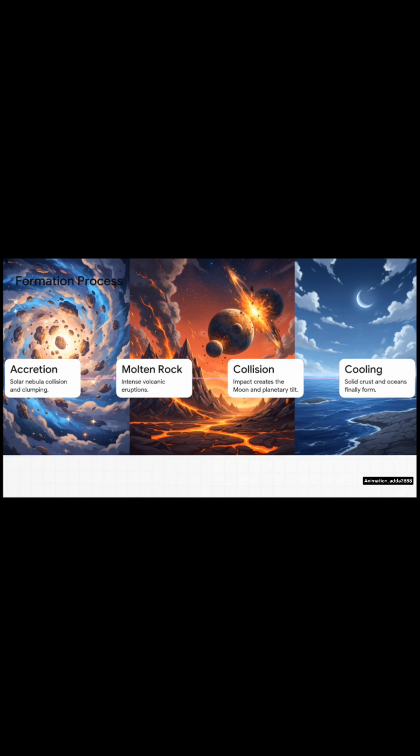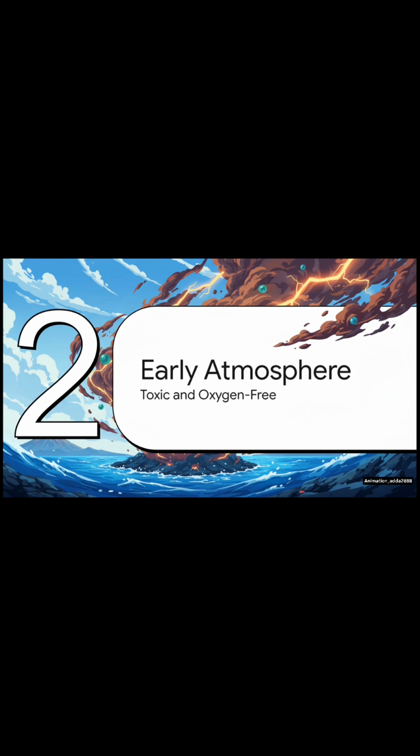Then, something absolutely monumental happened, a massive collision with a Mars-sized planetary body. This unbelievable impact was so powerful it actually tilted the Earth on its axis and created our moon from the leftover debris. Eventually, though, things started to calm down. The planet began to cool, a solid crust formed, and that allowed liquid water to finally accumulate and create our very first oceans.